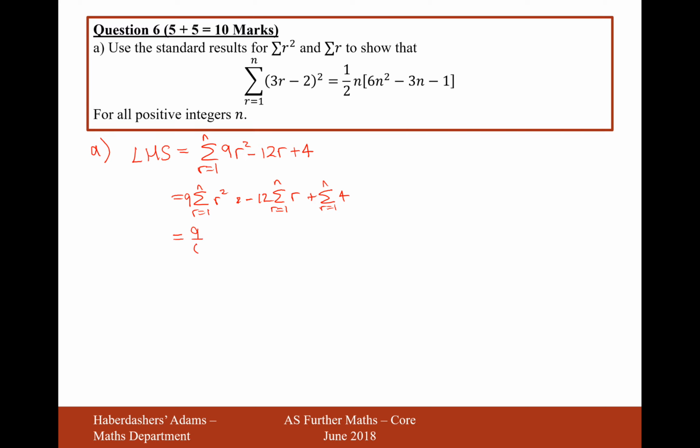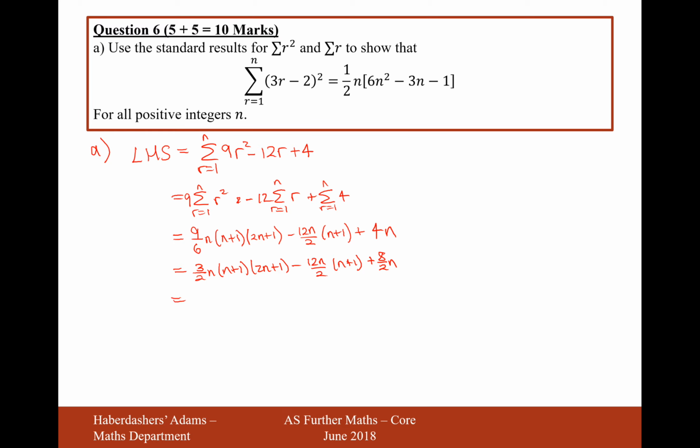It's going to be 9 over 6 n plus 1 2n plus 1 minus 12n over 2 brackets n plus 1 plus, and the sum on the right is just the sum of n lots of 4, so that'll be 4n. So let's now simplify into a common denominator over 2. So it's going to be 3 over 2n, n plus 1, 2n plus 1. Let's keep this minus 12n over 2. And let's make this last term 8 over 2n.